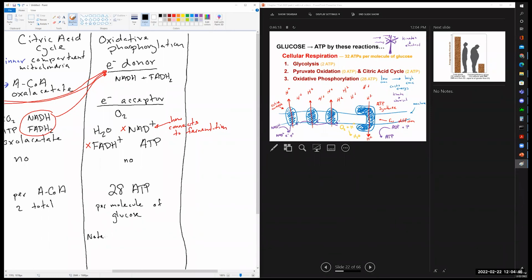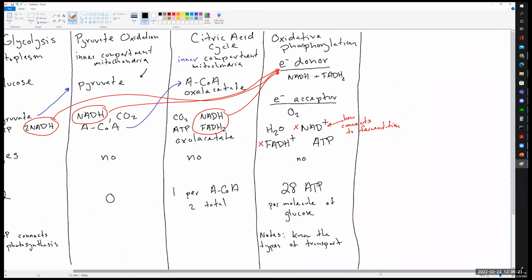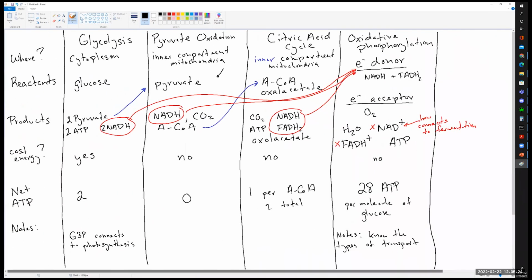For notes, it's a really good idea to know the types of transport used. So remember, we're using active transport to move the hydrogen ions out, and we're using facilitated diffusion to allow them to come back in. Now, this is a lot of information. Are there any questions about any of these steps at this time?